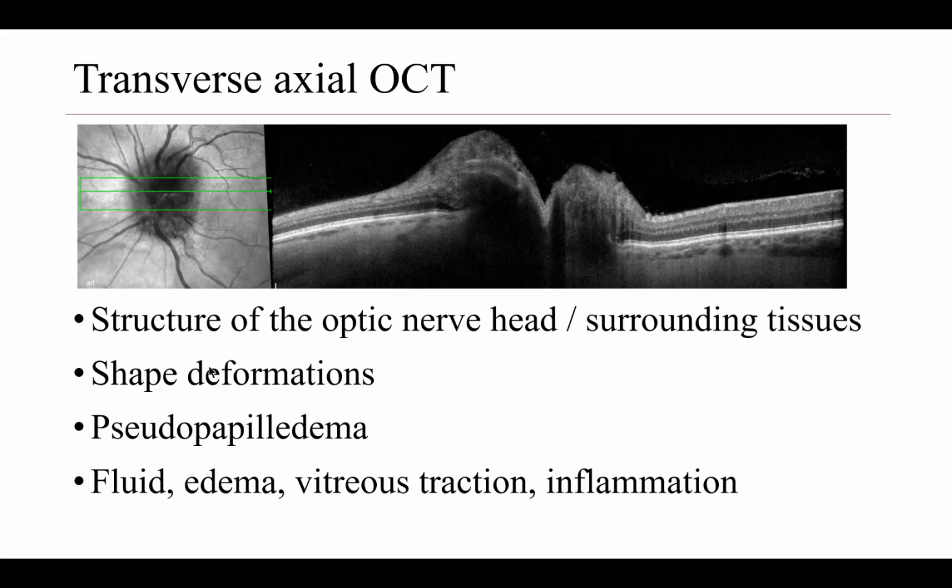Why look at the transverse axial OCT? Well, it provides important information about the optic nerve head and the surrounding tissues, which can help in the assessment of shape, which we'll define as the configuration of the RPE layer shown here in red. It'll also help quite a bit in identifying patients with pseudo-papilledema. You can see evidence of fluid, edema, vitreous traction, inflammation, a variety of other features that may give you a clue about the underlying cause of the disc edema or the anomaly.